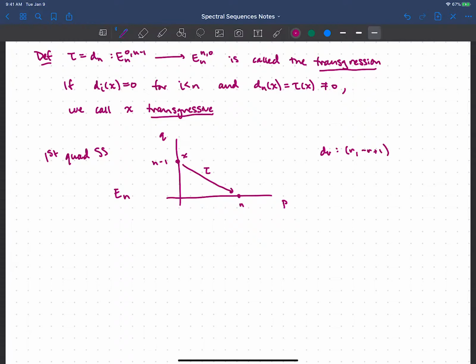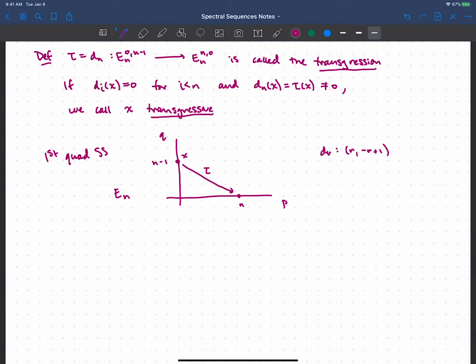Now, of course, there are other d_n's on this page, potentially, but those are not called the transgression. It's only when you go from the q-axis to the p-axis. So it's a special d_n. And really, we were just lazy when we even called that d_n. We maybe should have called it d_n with indices 0, n minus 1 to be really precise, right? Okay, so that's our transgression tau.